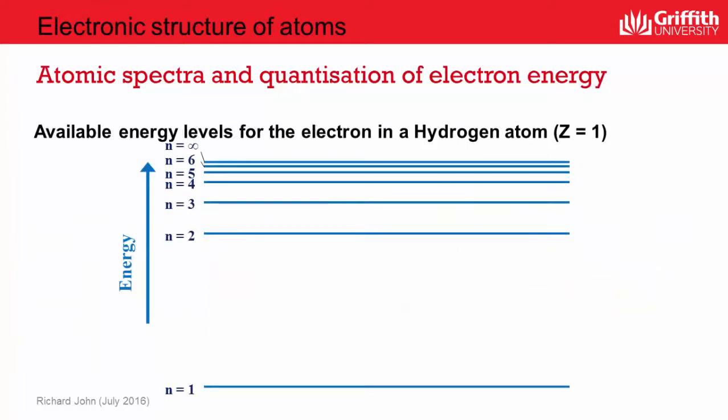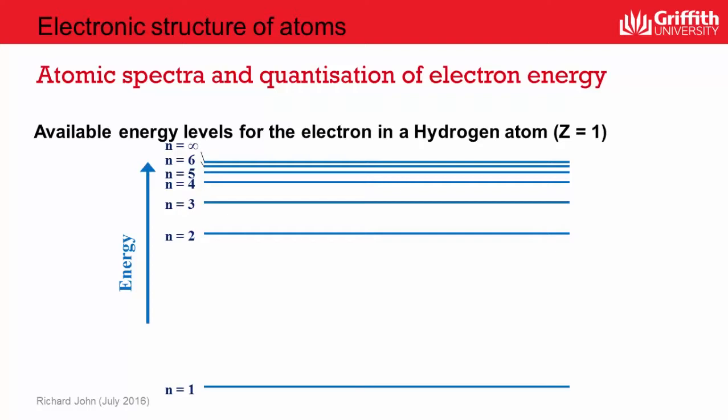So what we have here is a representation of the allowed or available energy levels for the electron in a hydrogen atom. Now remember, the hydrogen atom has only one electron. Its atomic number Z is equal to 1. And because it only contains a single electron, the energy level diagram for hydrogen is simple compared to multi-electron atoms, which we will consider in subsequent videos in this series.